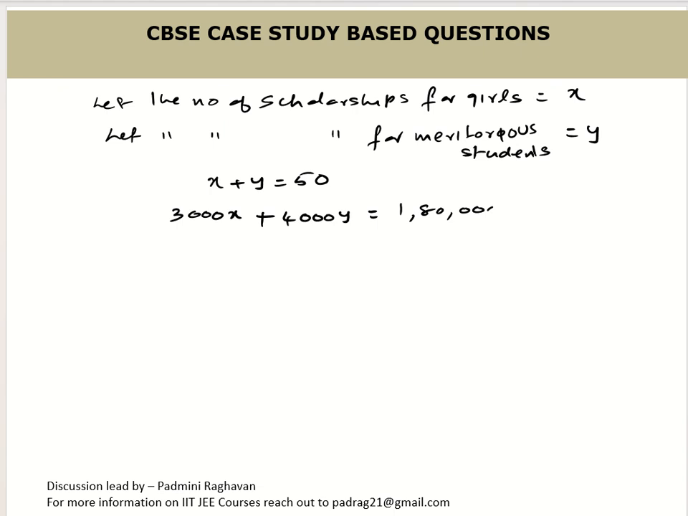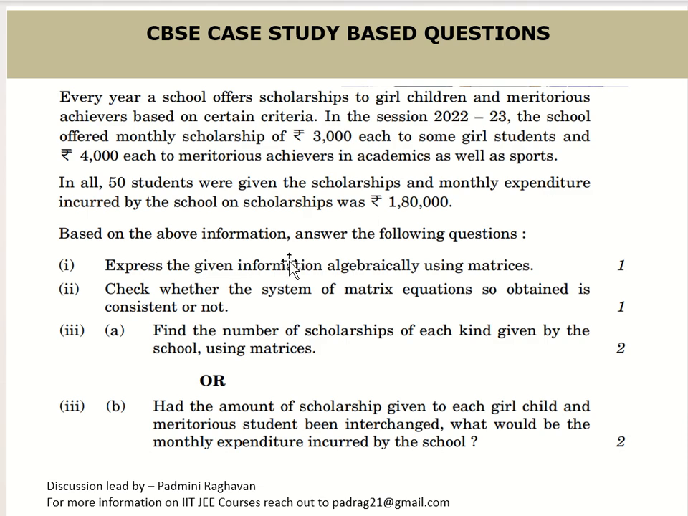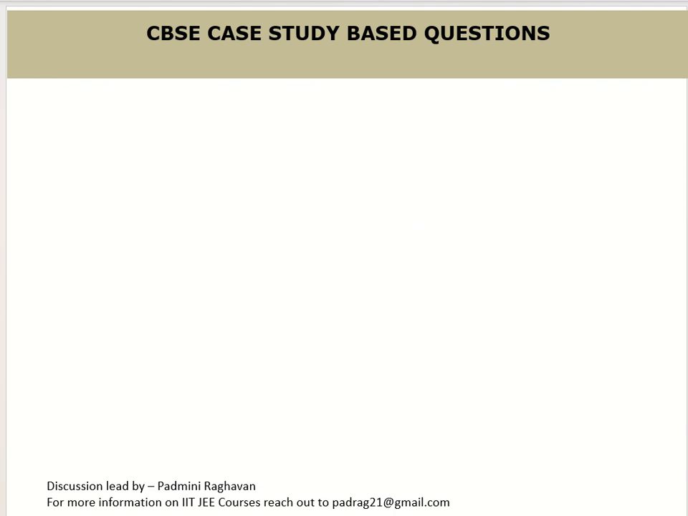So we can simplify this equation. We can divide this equation throughout by 1,000. So it becomes 3x plus 4y is equal to 180. Basically, it is something to do with linear equations. And the first subdivision in the question is they have asked us to express this information algebraically using matrices. So what are we going to do?